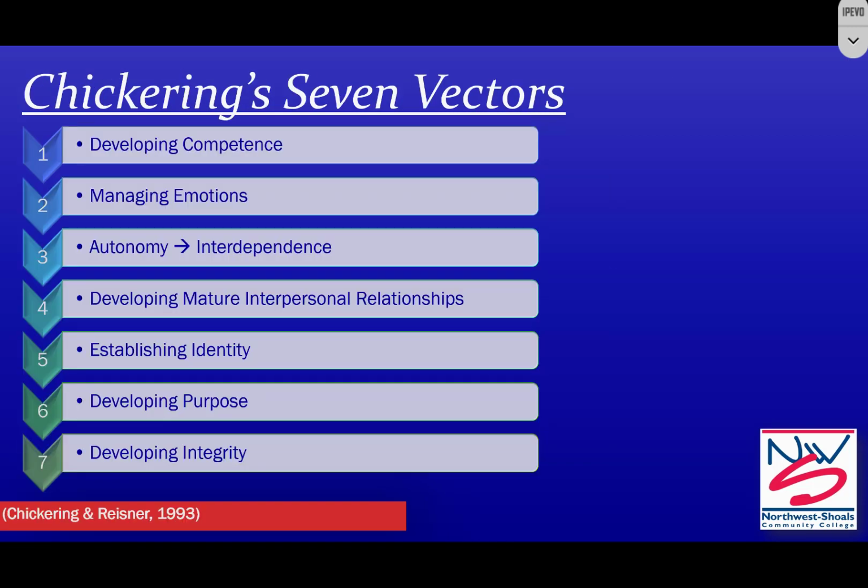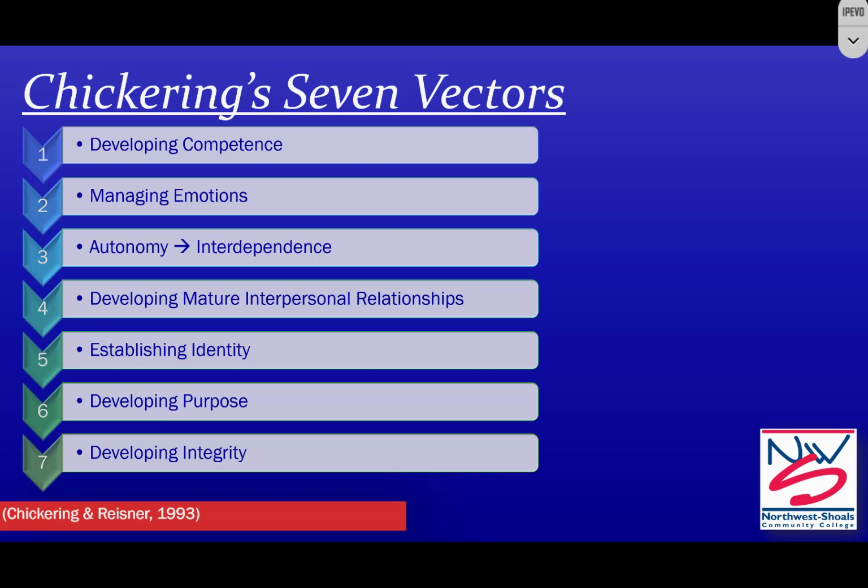Then you have Arthur Chickering's 7 vectors. What Arthur Chickering did was basically to apply existing human growth and development theory in the higher education setting, which had not been done up to that point. And so the resulting vectors that you see here are really what he found that institutions of higher education provide in terms of development for their students. So we'll go through each one of these pretty briefly here and expound a little bit on each one of these 7 vectors.